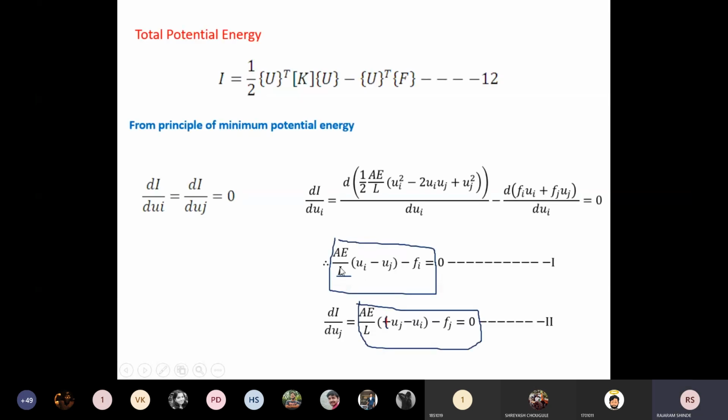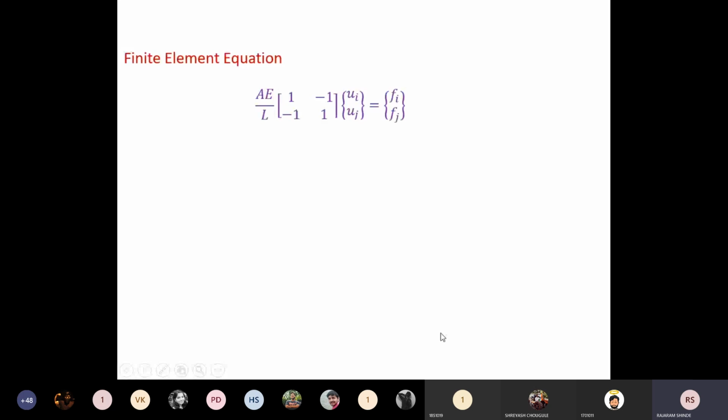See this equation. AE by L Ui minus AE by L Uj minus Fi. AE by L Uj. Now I will just change the sequence. I will write minus Ui plus Uj. That will give minus AE by L Ui plus AE by L Uj minus Fj. Have you got this equation? Is it the same as the last equation?